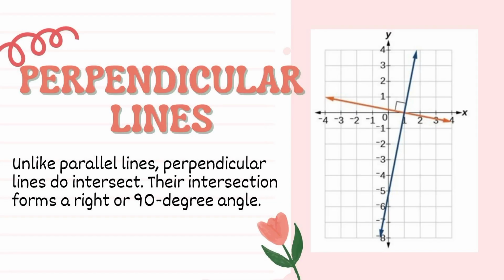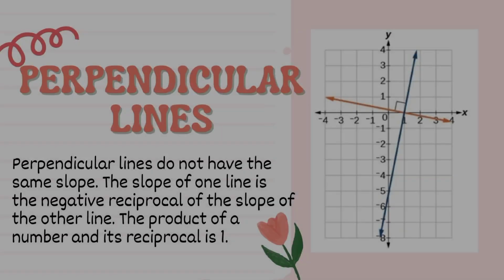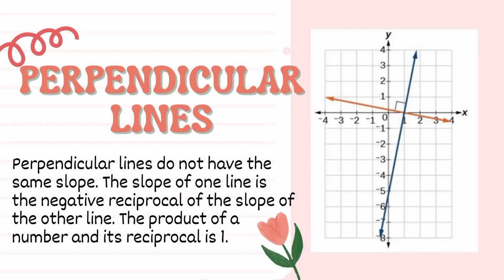So unlike parallel lines, perpendicular lines do intersect. Their intersection forms a right or 90-degree angle. So as you can see in the illustration beside, there is an angle formed by two intersecting lines, which is in quadrant 1, and that is perpendicular lines. Perpendicular lines do not have the same slope. The slope of one line is the negative reciprocal of the slope of the other line. The product of a number and its reciprocal is 1.